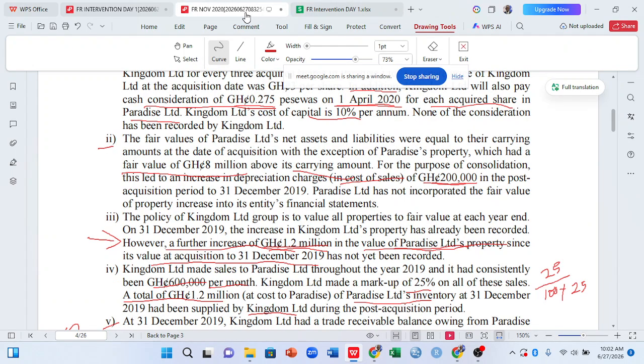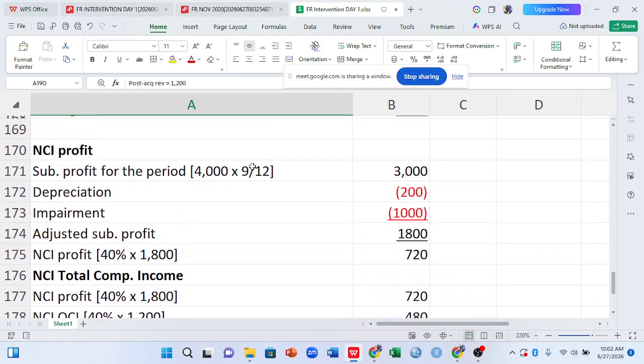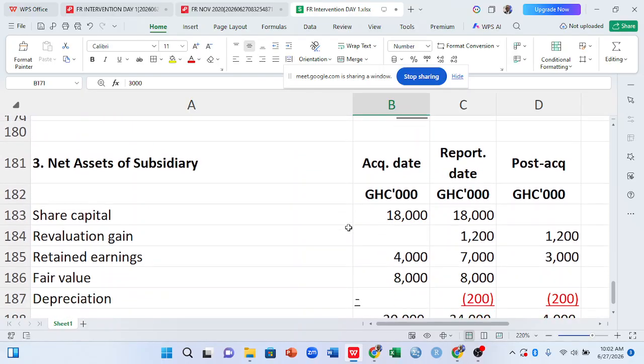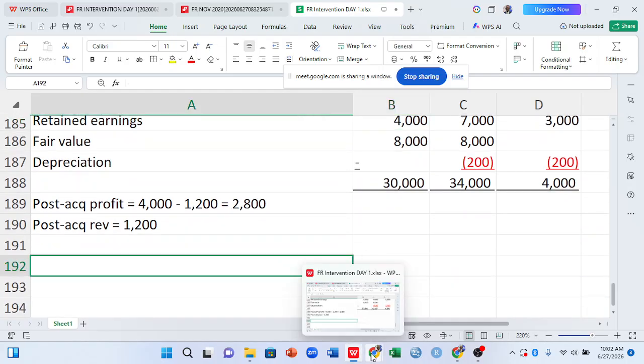You calculate for your profit for the period, the subsidiary profit for the period. And we have even done that over here. We have done the subsidiary profit for the period, right? 4,000 multiplied by 9 over 12, right? We had 3,000, right? So in fact, that will be our post-acquisition profits over here. If you know your post-acquisition profit, you can calculate for the retained earnings, right? That will be the difference. Okay. Thank you.